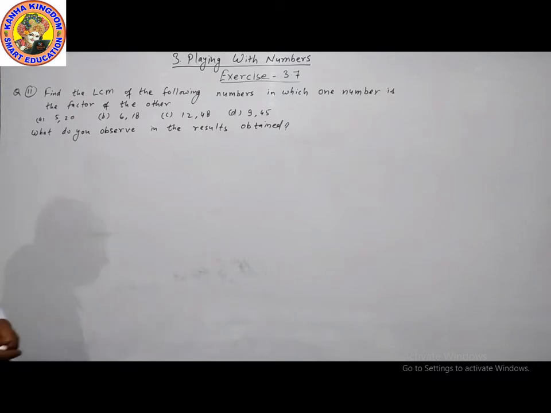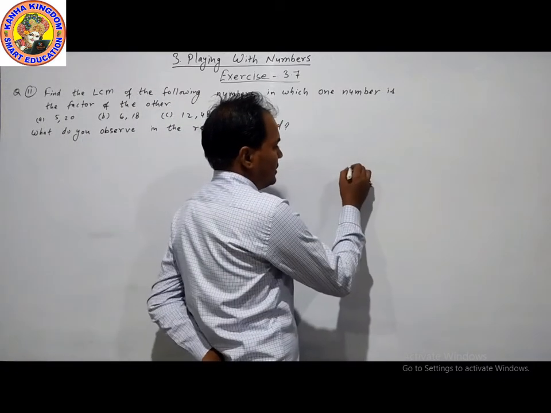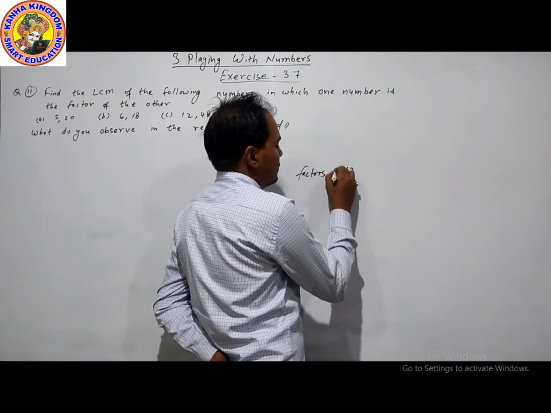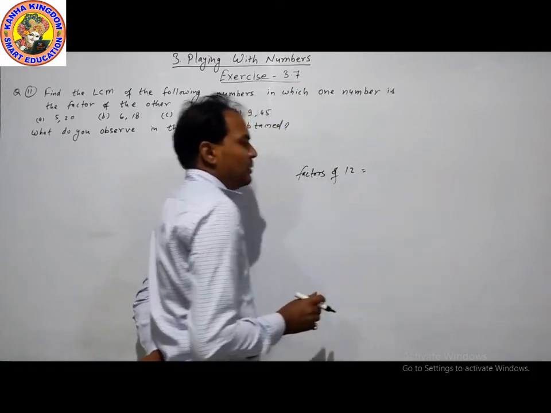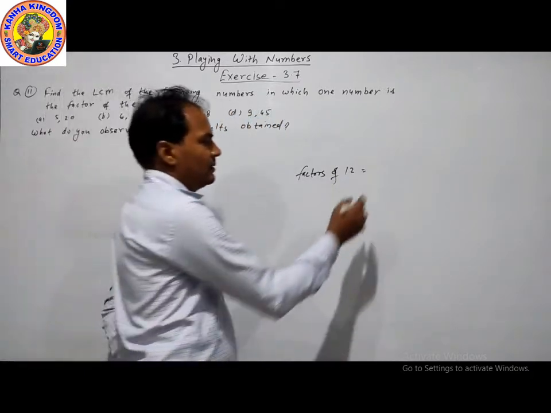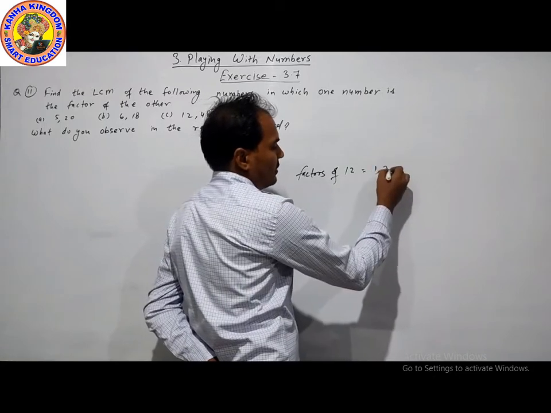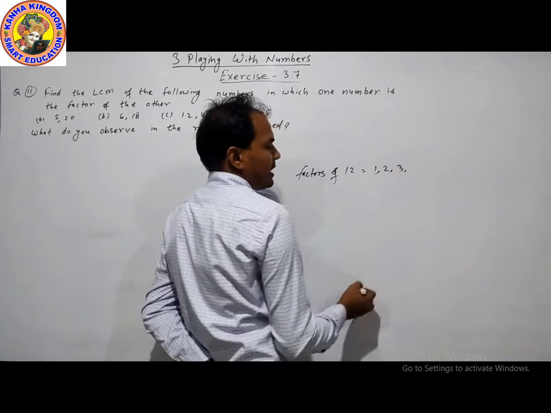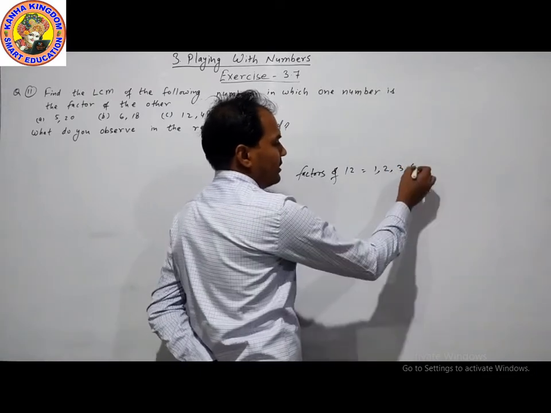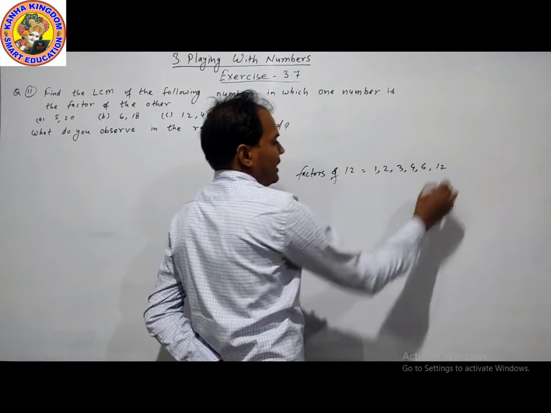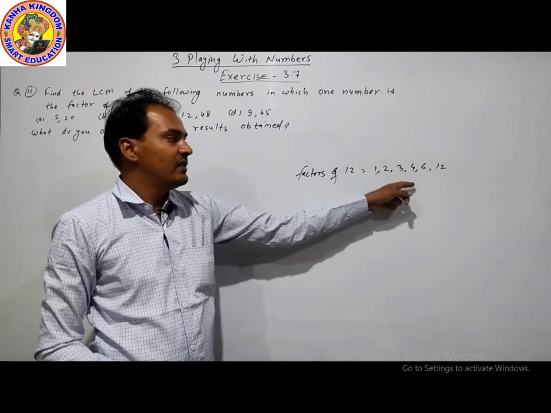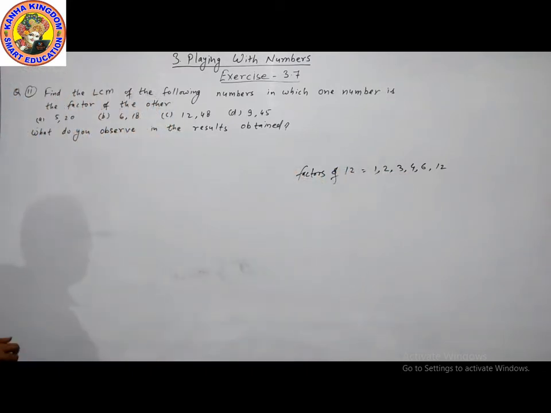What is the factor? If a number is given 12, factors of 12, by which number we can divide 12? 1 can divide 12, 2 can divide 12, 3 can divide 12, 4 can divide 12, 6 can divide 12 and 12 can divide 12. These are the factors, not prime factors. These are the factors which can divide 12. So this is our factor.